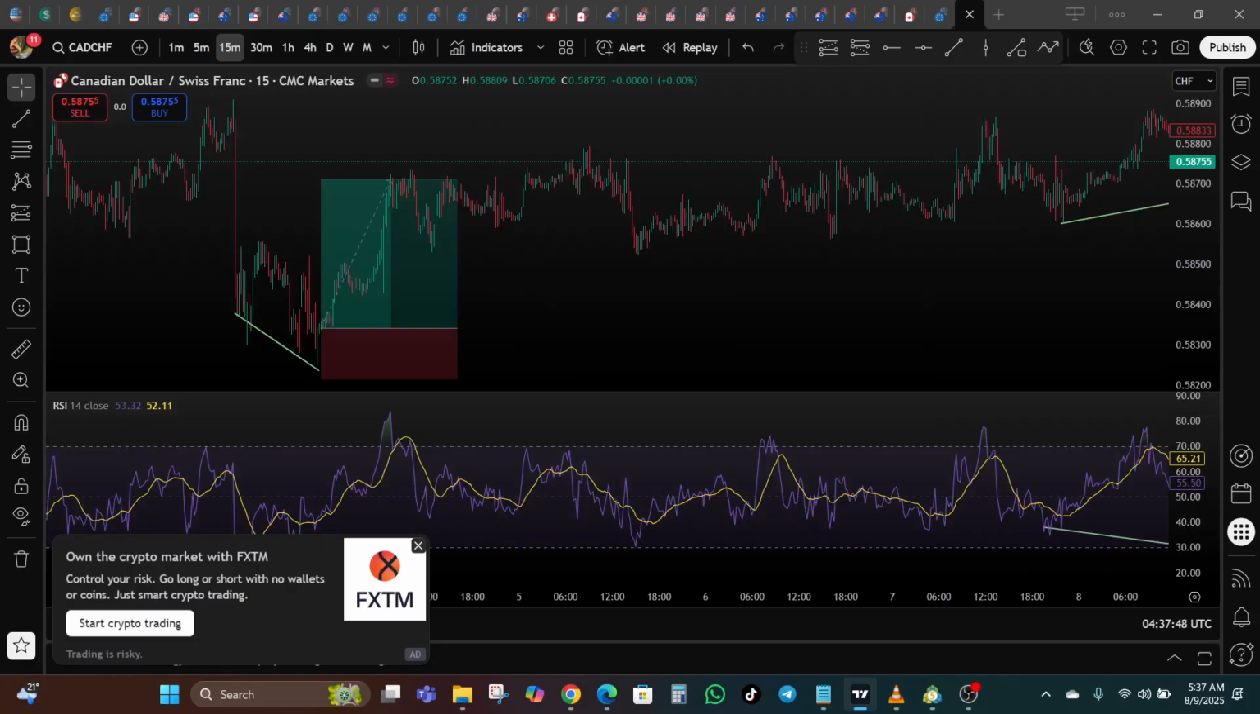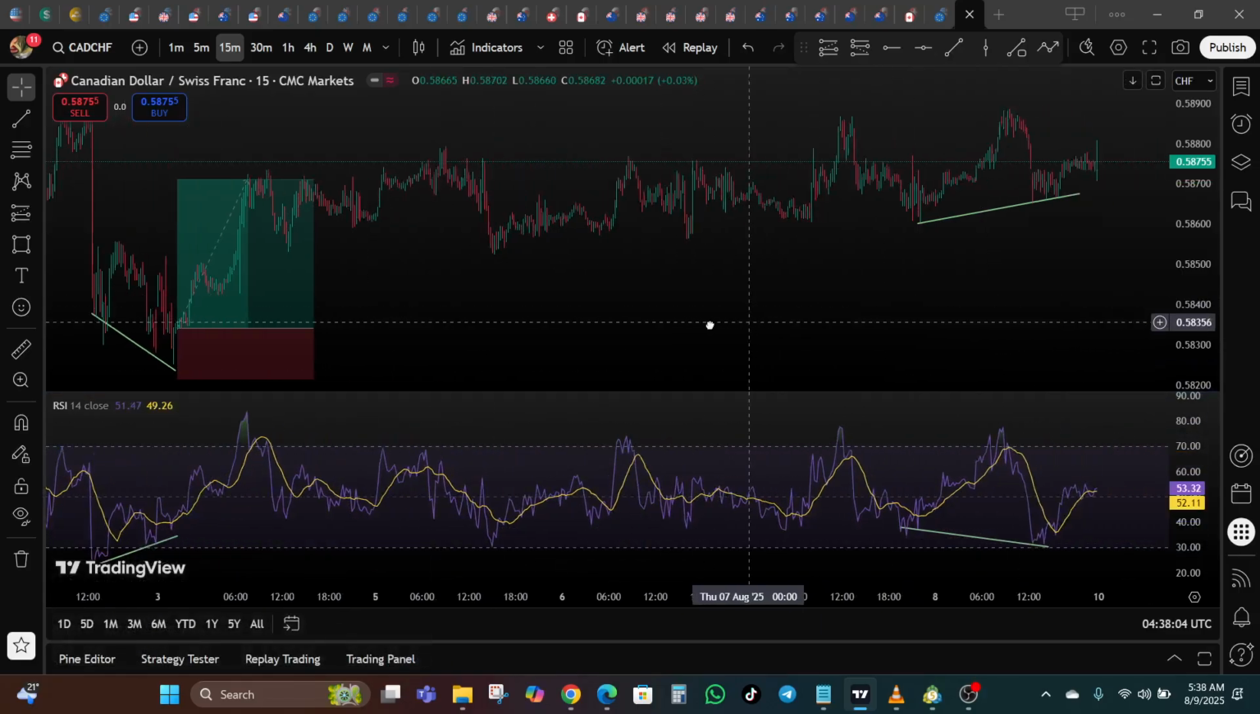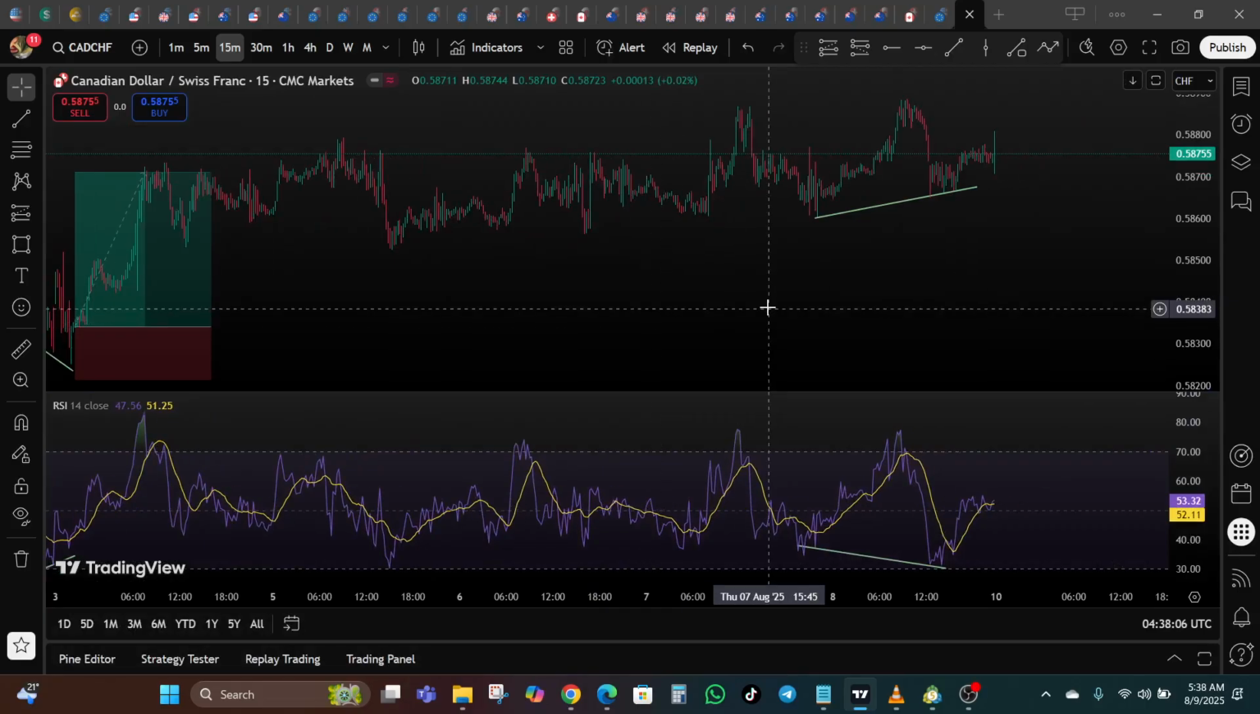All right, if RSI moves into extreme zones, maybe the overbought levels or the oversold levels, and starts turning, you can consider scaling out or closing completely. The key is to protect your gains when momentum slows. All right, keep your risk at 1 to 2% of your account balance per trade.